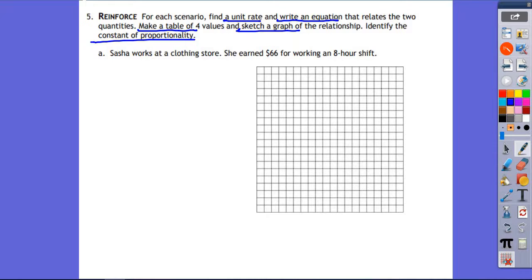Okay, so A says, Sasha works at a clothing store. She earns $66 for working an 8-hour shift. So the first thing I want to do is find a unit rate.